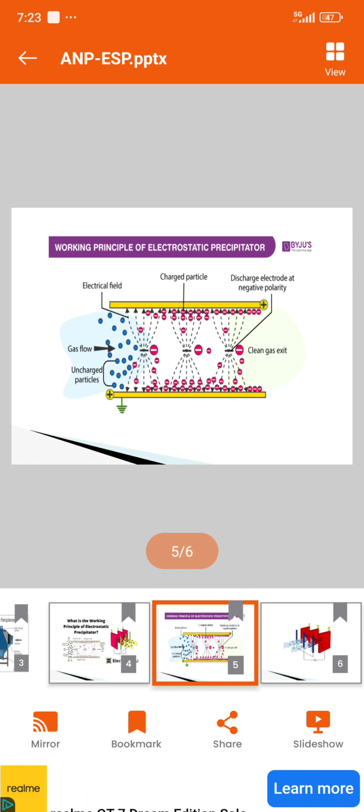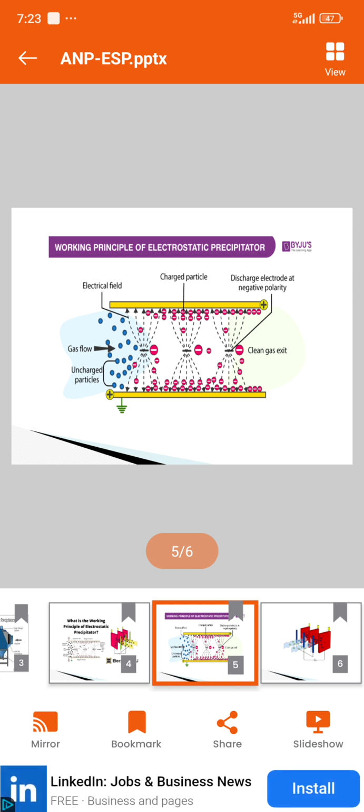You can see here the yellow colored electrode plates having a positive charge, and therefore the blue colored negatively charged particles will be attracted towards those plates, and after that all the particles settle down at the bottom. That means they get precipitated. Now the question is, why is precipitation happening?